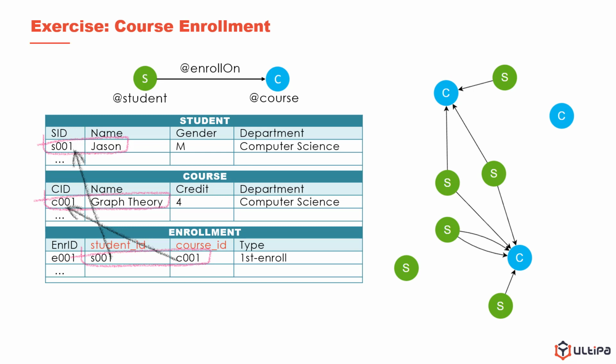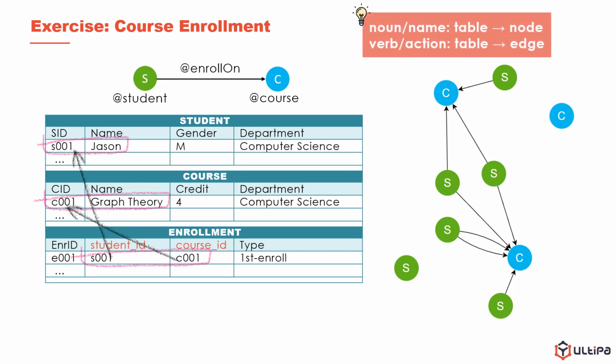This is an approach by common sense to decide if the records in the table are nodes or edges, which is define nouns or names as nodes, define verbs or actions as edges. But common sense doesn't work all the time. We need a technical approach, which is analyzing the data fields.